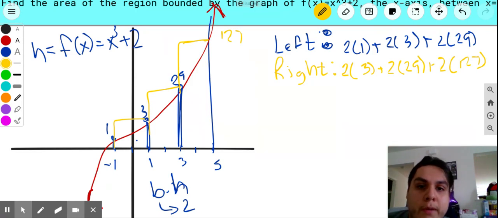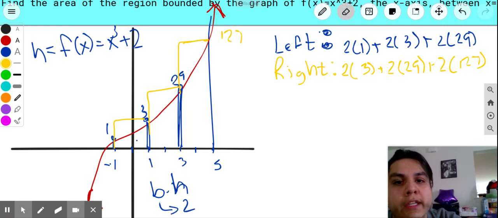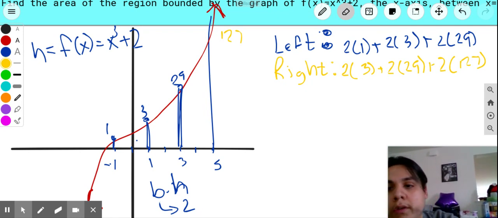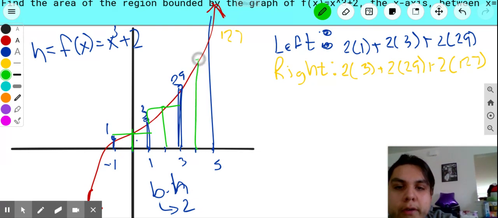So now let's talk about the midpoint. For the midpoint, we need to look at a point, as the name suggests, midpoint, so halfway between the two heights that we have, and we have to use our function. So let's make that green. Midpoint would be going up here, then drawing it out like that. Midpoint's going here, going that way. Midpoint is up here, going that way and over.